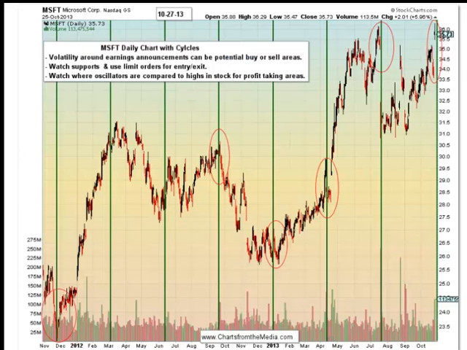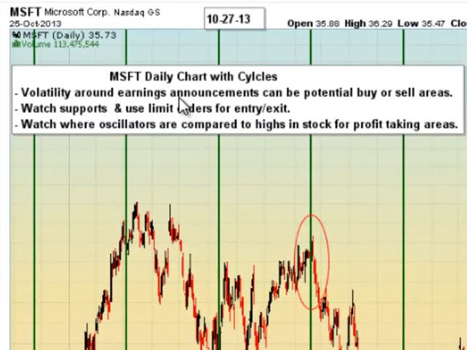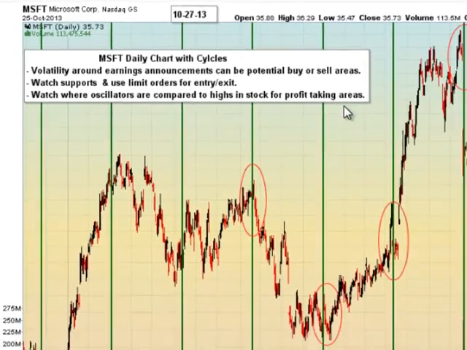The daily chart is a little more interesting on Microsoft. The cycles are right around where earnings announcements have been. So if you go back, you can see quite a bit of activity around earning announcements. Well, we can take that knowledge and know that there's volatility around earning announcements and they can be potential buy or sell areas. So we'd want to watch supports and use limit orders for entry and exit. Watch where the oscillators are compared to highs in stock for taking profit areas.